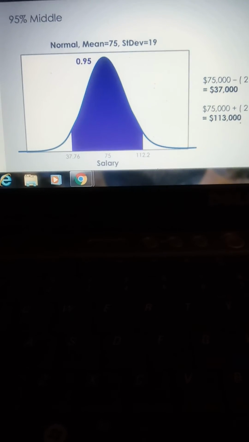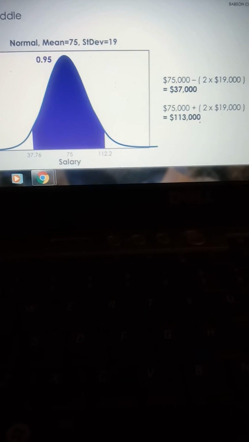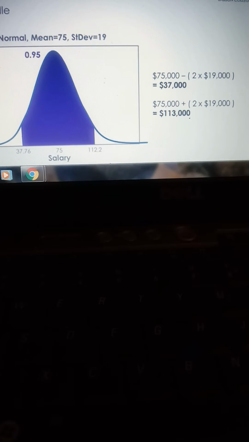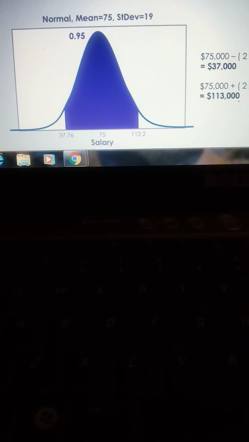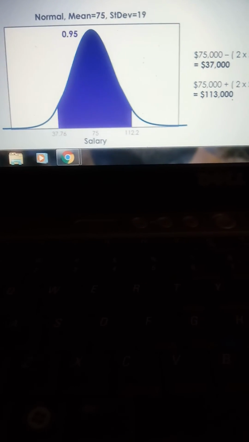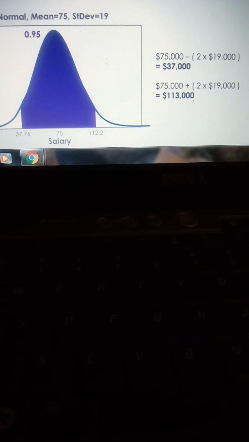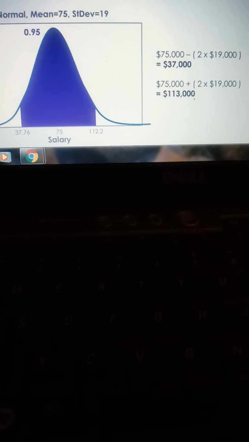Here's one last look at a 95% middle, where I tie the visual display to the empirical rule. Here, the middle 95% ranges from about 38,000 to 112,000. You can get pretty close to those numbers by using the second empirical rule. Start by taking the mean, and then adding and subtracting 2 times the standard deviation, as you see here.